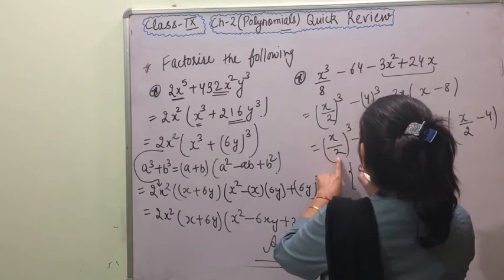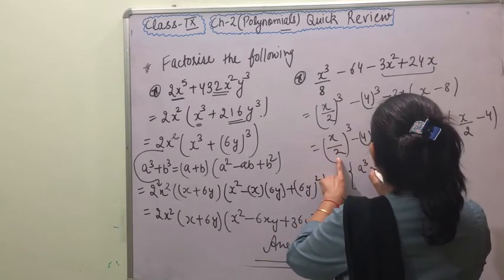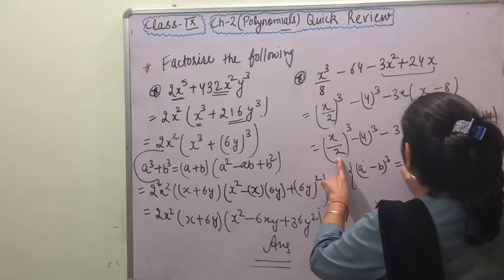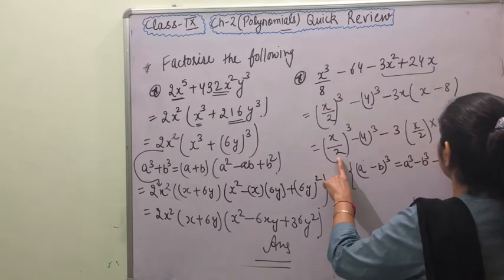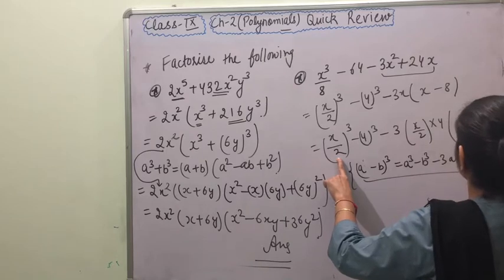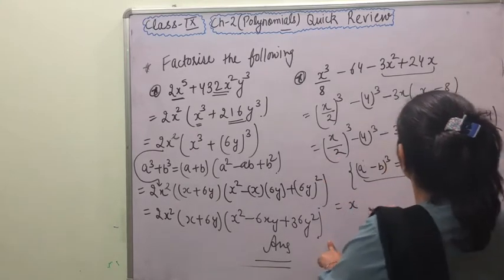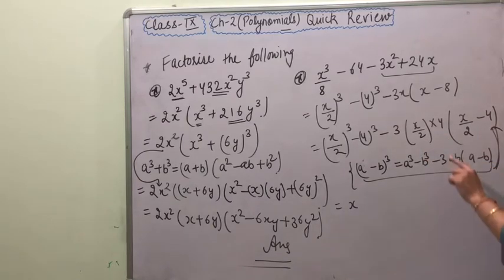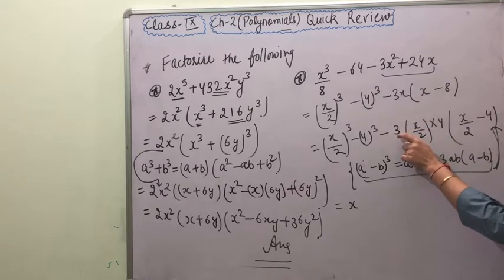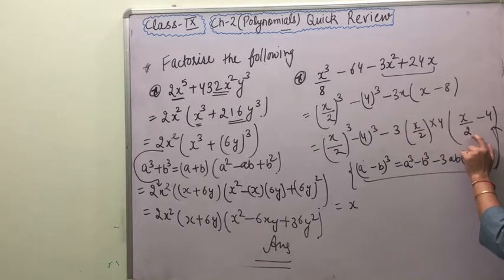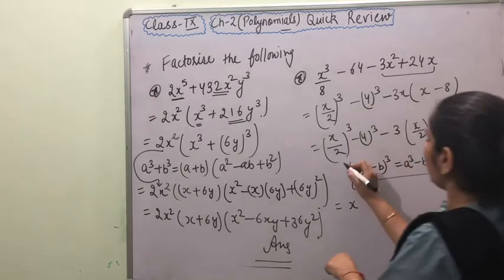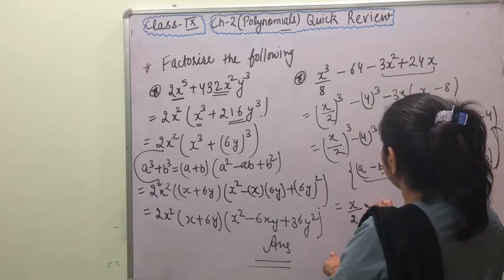Here I am writing the identity a cube minus b cube, a minus b whole cube, which is equal to a cube minus b cube minus 3ab into a minus b. Here we applied the identity. Now this is equal to, if I look at here, this 2 2 will be cancelled, it is equal to 6x, but if I take 2 as the LCM, so it is equal to x minus 8 by 2, okay, which is equal to x by 2 whole cube.